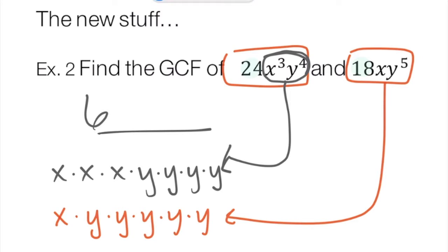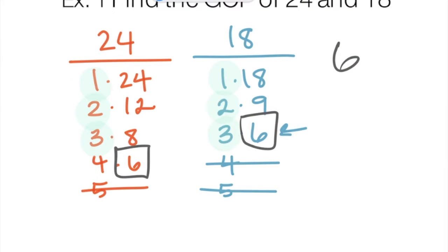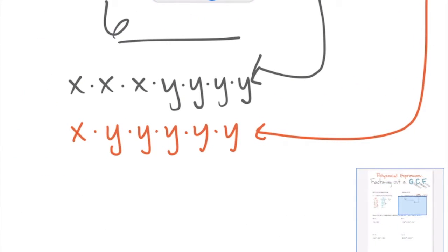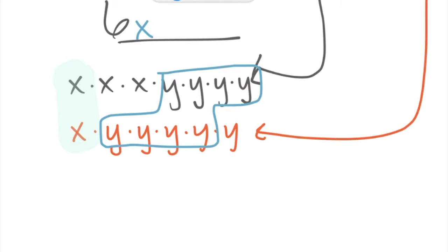So now if we look at where the overlap is, just like we saw the overlap before and looked at the biggest thing that overlapped in those two lists, here we want to do the same thing. So for the x terms, the biggest part that overlaps is just 1x. But for the y's, notice we've got 4 y's in both lists. So what we can say is that the greatest common factor for the variables would be x to the 1st and then y to the 4th.